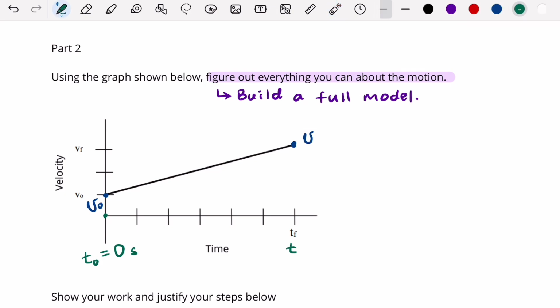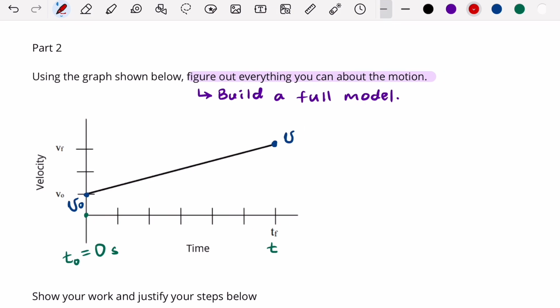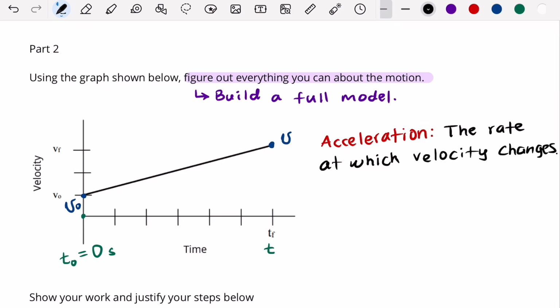Well, what else can we find? By now, hopefully you completed the reading, part 1, and you know that acceleration can be defined as the rate at which velocity changes. Look at these two words: rate changes. That would be rate of change. That is the slope. So we can say that the slope of this velocity graph represents acceleration. Just like the slope of a position-time graph is velocity, the slope of a velocity-time graph is acceleration.